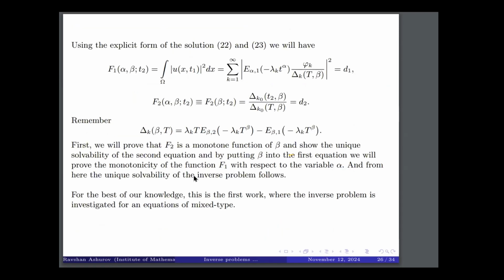Now, we can calculate that F1 has this form, this first overdetermination condition, and the second overdetermination condition has this form. You see, we have chosen this condition in such a way that this equation depends only on beta. And then, if you show that the derivative of this function with respect to beta doesn't change sign, then you can uniquely determine beta and put it here, and solve this problem to find alpha. This, in fact, was done in that paper which I mentioned above.